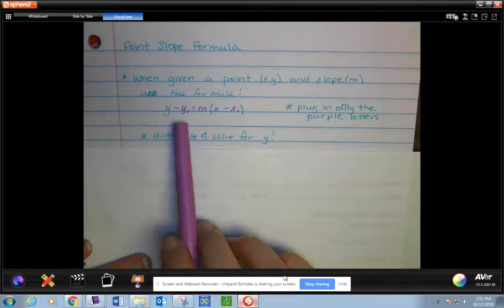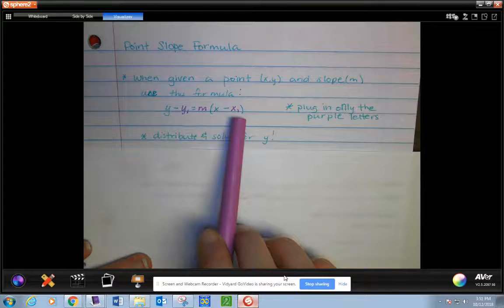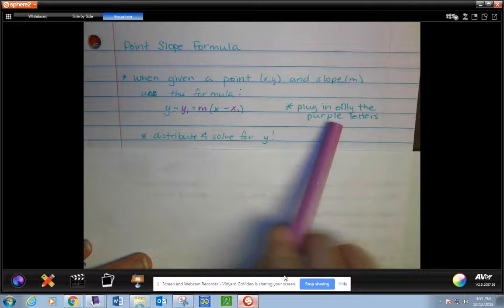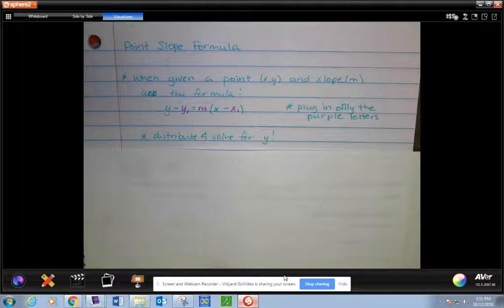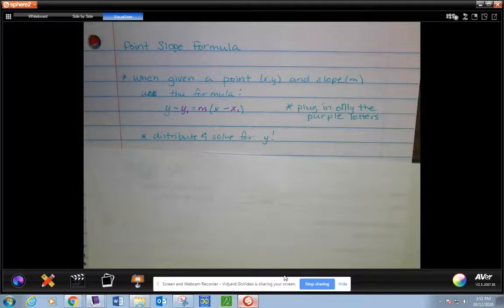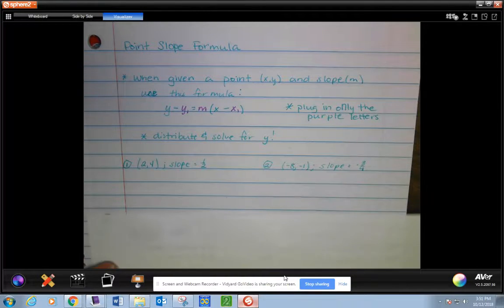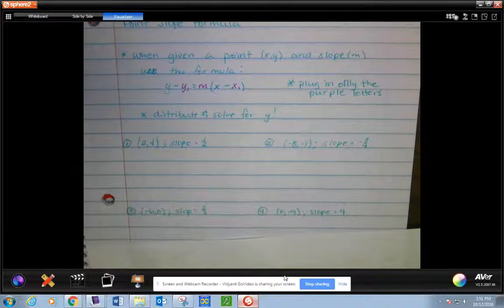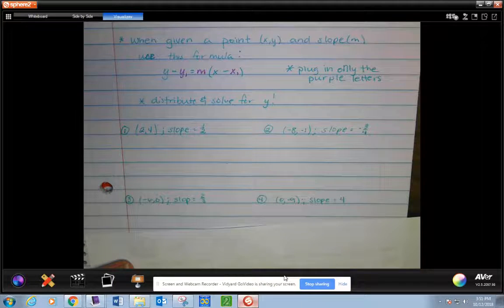And you can see that I did these three in purple because those are the three that I'm going to plug in. Everything in blue will stay the same. Once you plug it in, all you have to do is distribute and solve for y. So the first thing we're going to do is I'm going to give you 4 examples. So if you want to go ahead and write the 4 examples, you can. And I'm going to go ahead and start plugging in my formula and solving.